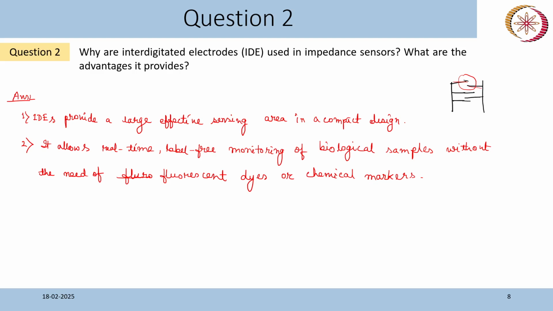So these are a few advantages. Because of interdigitated electrodes, if you are using them for biological sensing, the cell adhesion will be better, so it will be easier to detect those samples. The analyte that you want to detect will stick to your substrate better because of this kind of structure, and all those advantages it can provide. But the main advantages are that it provides a larger effective sensing area, and it provides label-free monitoring for biological sensing.